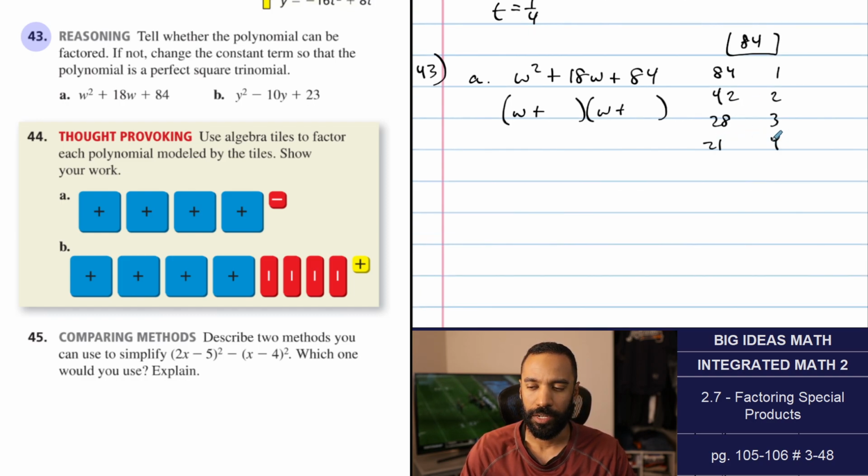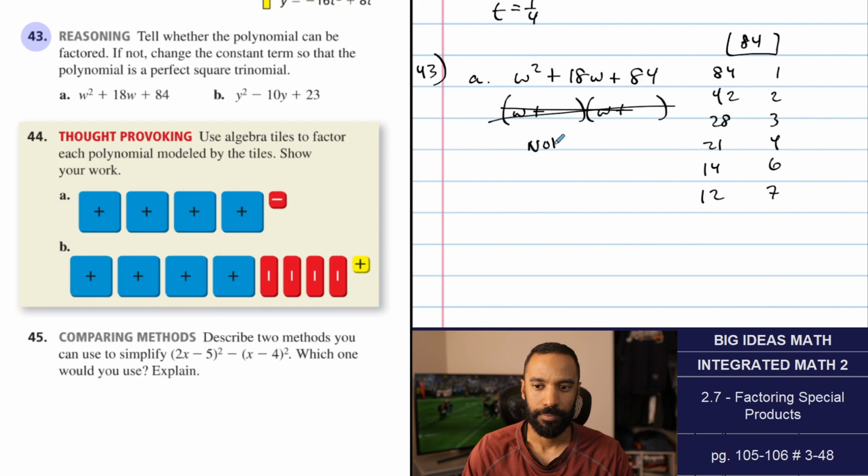4 and 21, no, still too big. 5 doesn't work. 6, yeah, 6 and I think 14. That's close as well, but not quite it. 7 and 12. 8, no. 9, no. 10, no. 11, no. So not factorable. There are no two numbers that multiply to 84 that also add to 18. Pretty close, but not quite. So let's turn it into a perfect square trinomial instead.